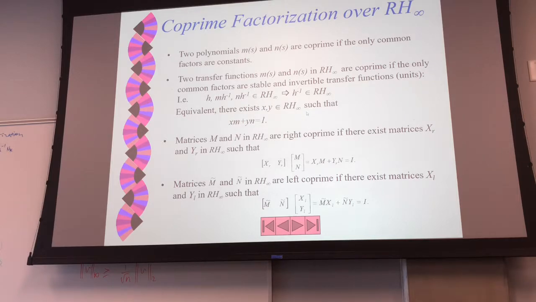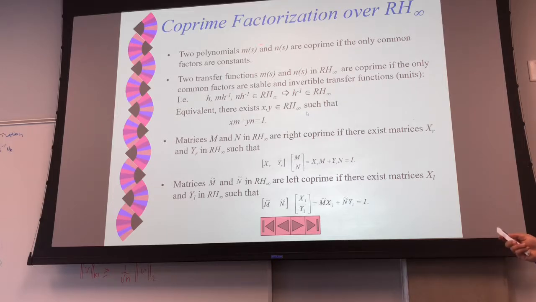That constant is just the scaling. But you cannot have a factor like 1 plus s or 2s plus 1. You cannot have those common factors. If you don't have those common factors, then we call it coprime. So you don't have any common factors, so it's called coprime.